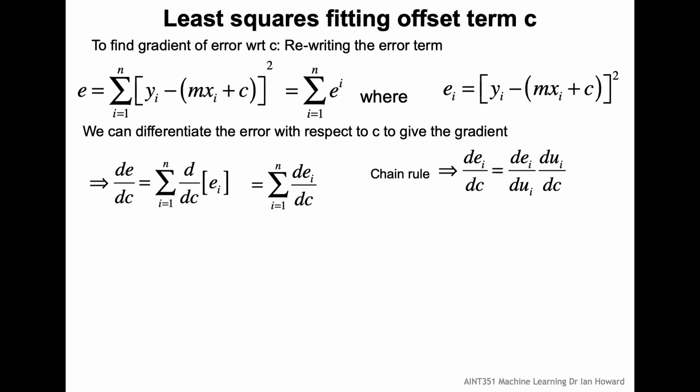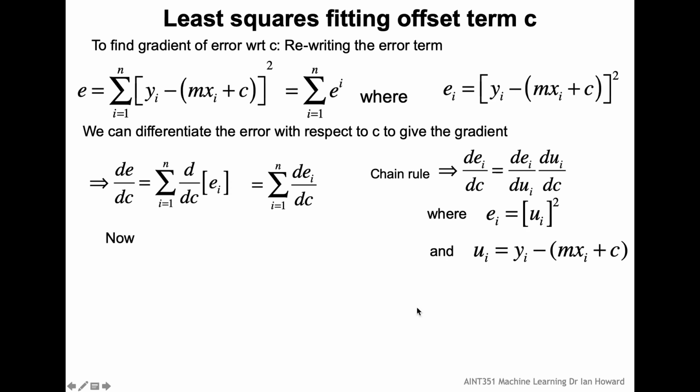Just like we did before, to calculate the dEI/dC, we use the chain rule, because again this expression is a function of a function. So we want to know what dEI/dC is in terms of dEI/dUI times dUI/dC. Again, these would cancel out, so it's exactly the same meaning. Just like before, we end up with EI is just UI squared, where UI is this business in here. So UI is the YI minus open bracket MXI plus C.